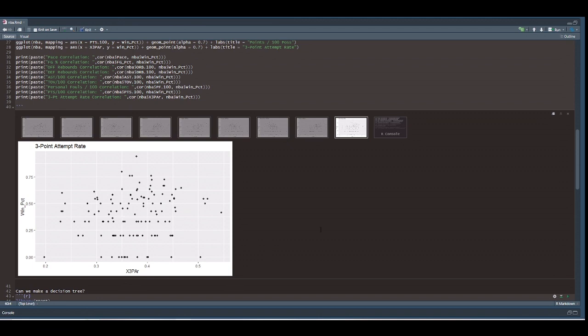But you could also have the other side of it: teams chuck a bunch of threes, and then they get down because they're missing threes, and they say, oh, we've got to catch up, and they chuck more threes, and it's kind of a downward spiral there.